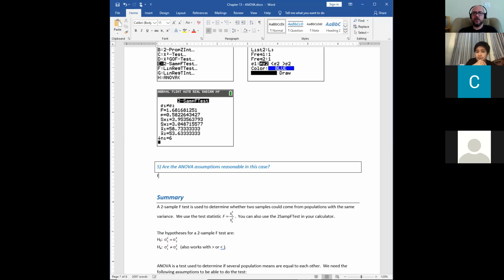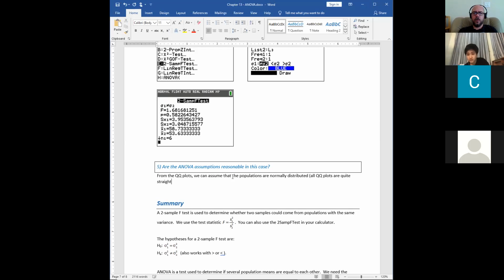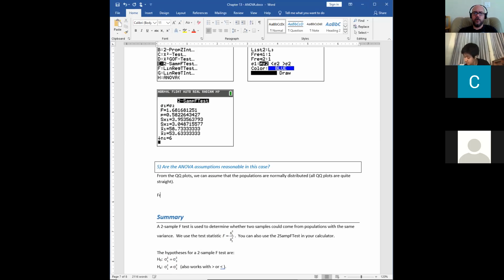Here, I would say something like this. From the QQ plots, we can assume that the populations are normally distributed. QQ plots are straight. From the two sample F-test, we can assume that all population variances are equal.